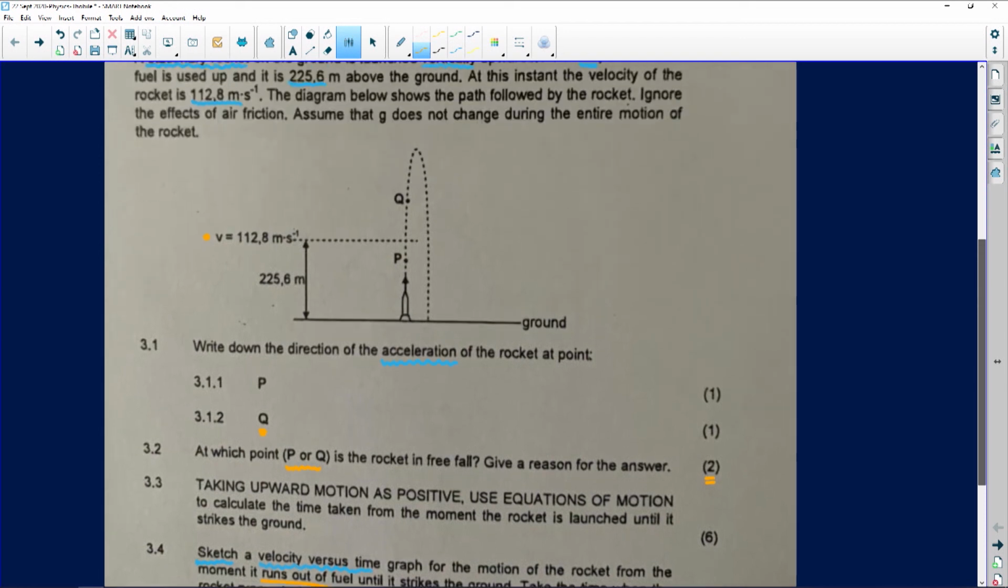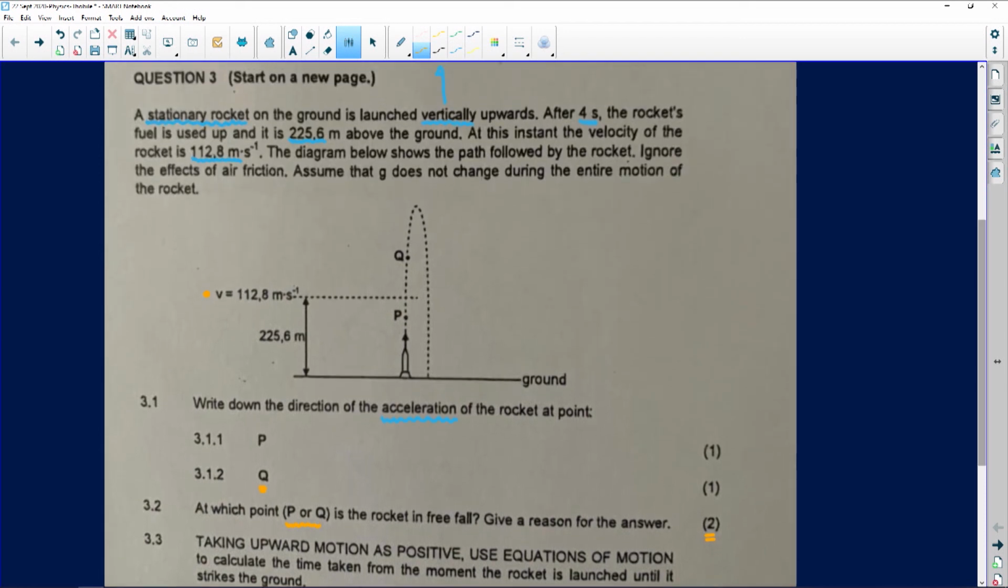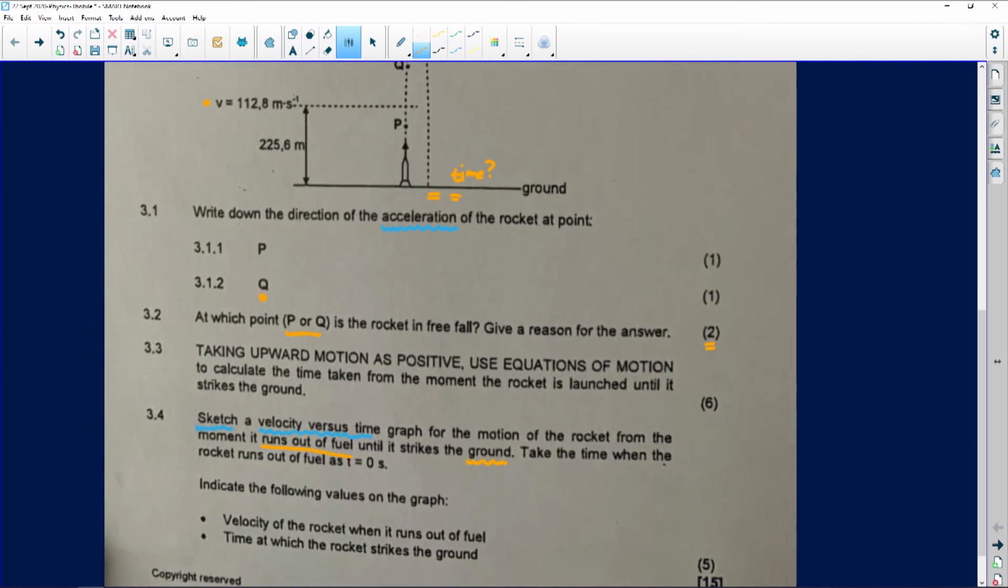Now, first things first, it's velocity versus time. I know that the rocket actually runs out of fuel after a certain time. I know that it has a velocity at this time. Let's go back to until it reaches the ground. I know that the rocket is going to reach the ground at a certain time. I also know that the rocket's going to reach the ground at a certain velocity. Now let's see how we can, further the question says, we must take the time when the rocket runs out of fuel as 0. Those are the things that need to be indicated.